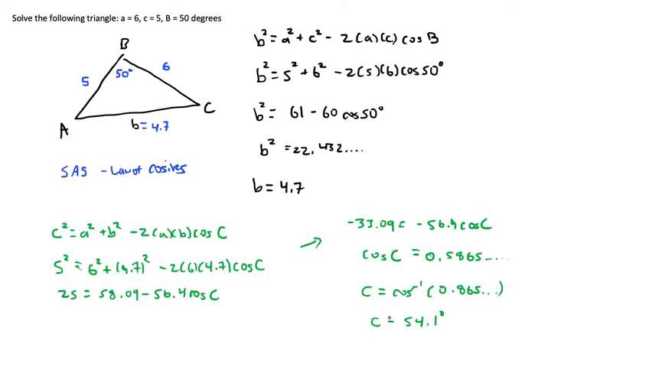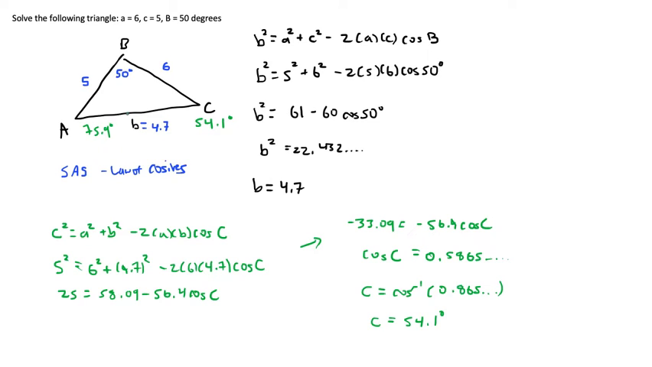That one I will round to the nearest tenth. So C, we get 54.1 degrees. And then A, we can get that just by subtracting the sum from 180. So 180 minus 50 minus 54.1 gives us 75.9 degrees.